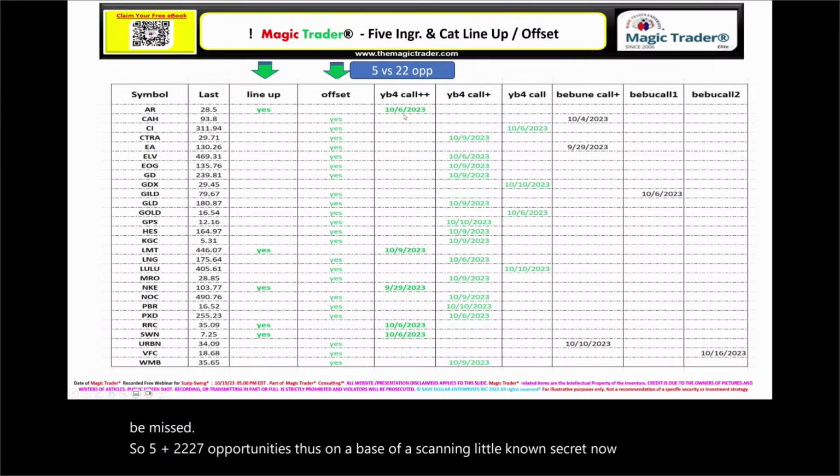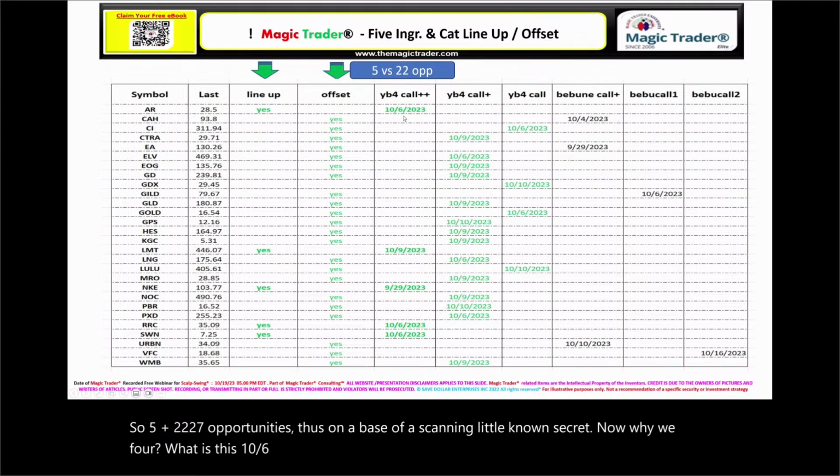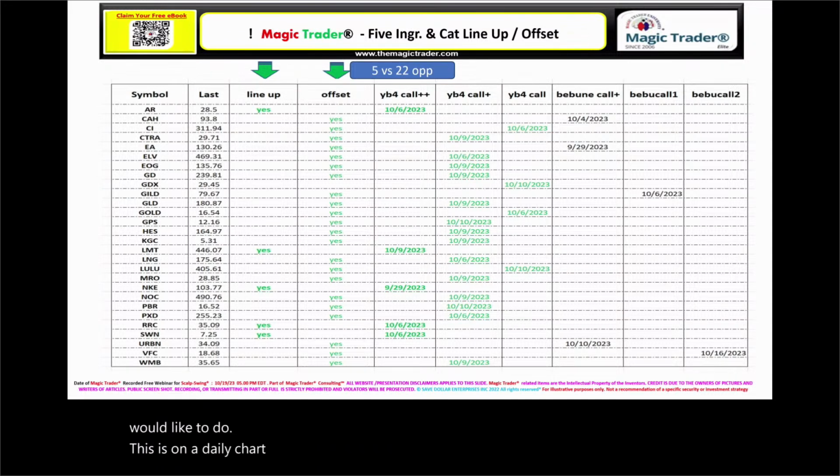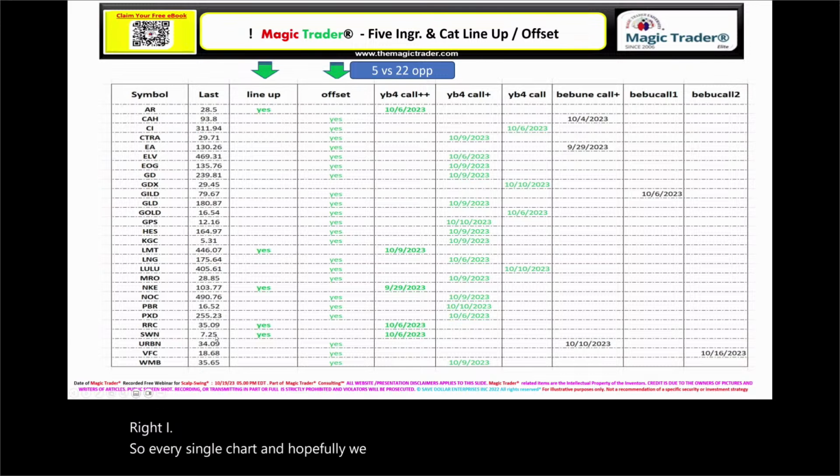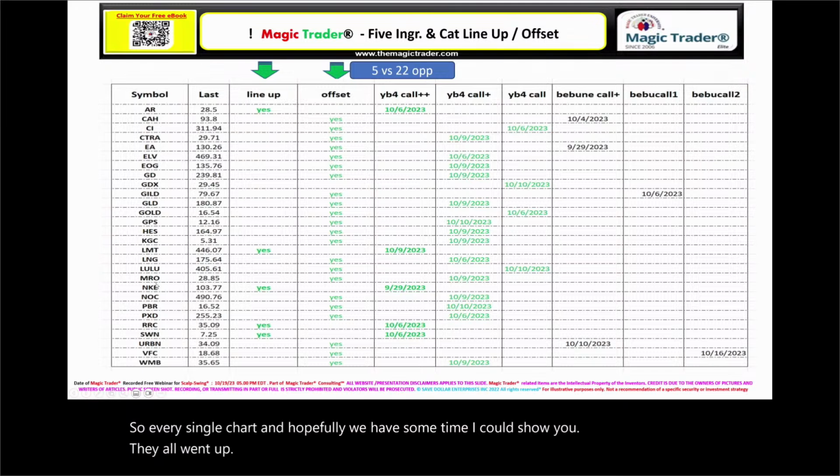Now, YB4, what is this 10-6? That day, a yellow bar showed up. So these are the dates, and this is on a daily chart. Anybody who's new, skeptics, or experienced people, take those dates and see whatever system you're using, what was the outcome? I saw every single chart, and hopefully we have some time, I could show you they all went up. I did not cherry-pick; I just picked from the scanner at different times and put it together.